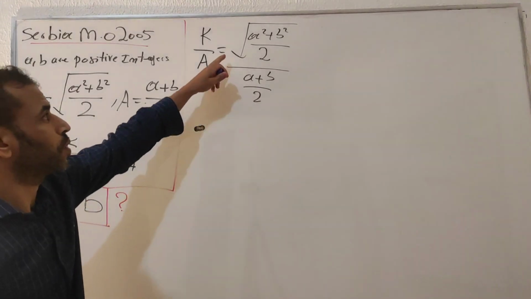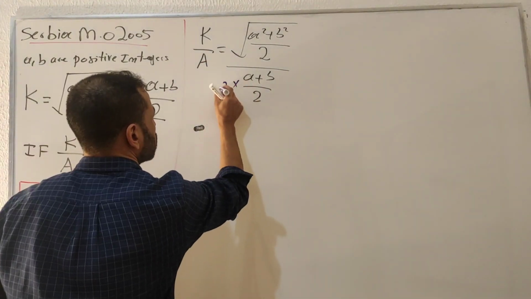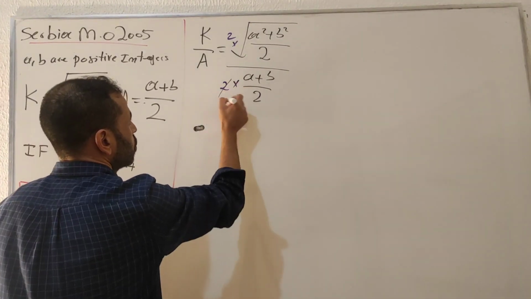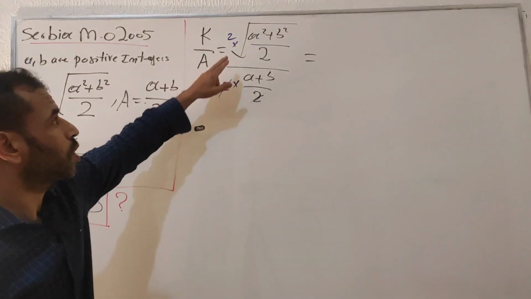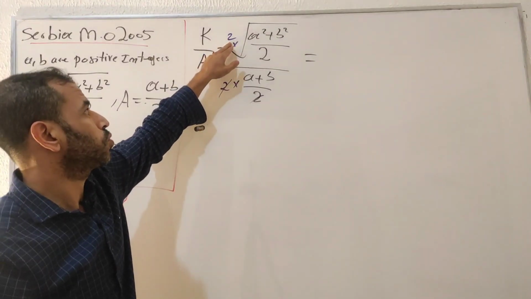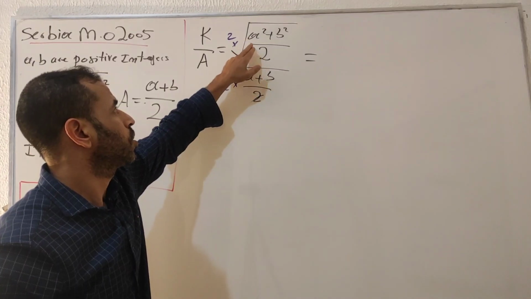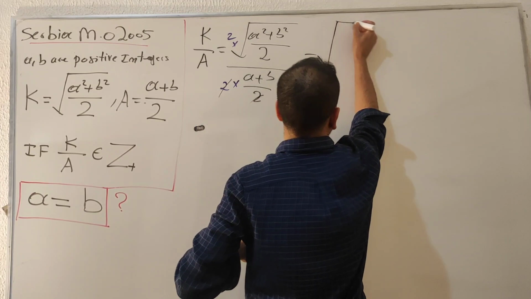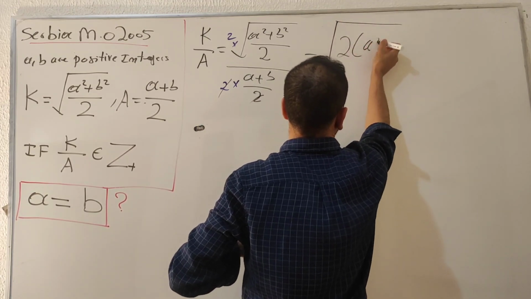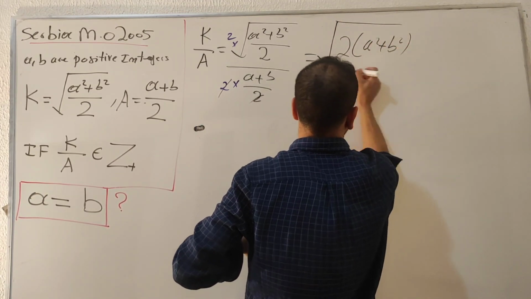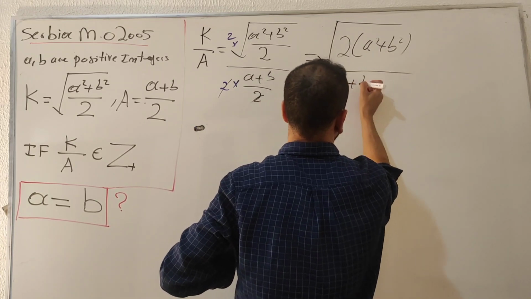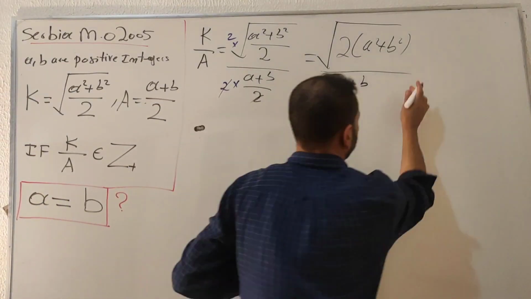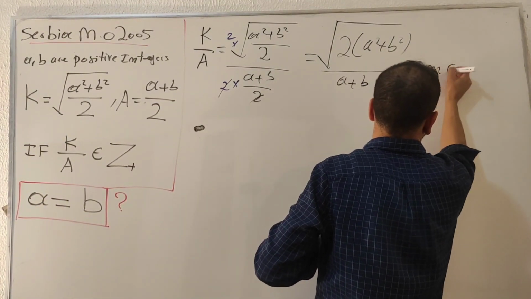So let's multiply numerator and denominator by number 2 here. We get 2 cancelled out from here. Since we have number 2 here, let's put this number 2 inside of the square root. It becomes 4 here. So we will have 4 over 2, which is 2. So we get square root of 2 multiplied by (a square plus b square), all over a plus b. They give us that k over A is a positive integer. Let's call this one m, which is a positive integer.